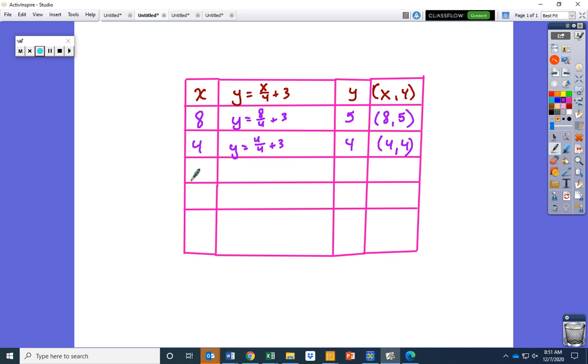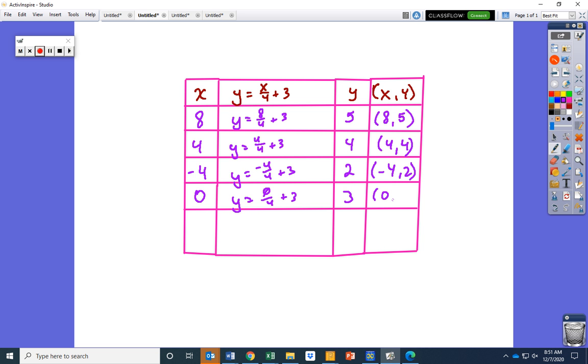Okay, what if I did, let's say, negative 4? Okay, y equals negative 4 divided by 4 plus 3. What's negative 4 divided by 4? Negative 1, and what's negative 1 plus 3? 3. Okay, and for this last one, again, what's always the easiest one? 0. 0 divided by anything is what? 0. What's 0 plus 3?